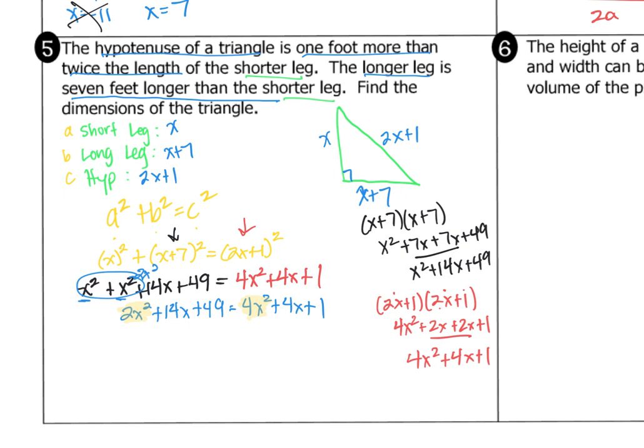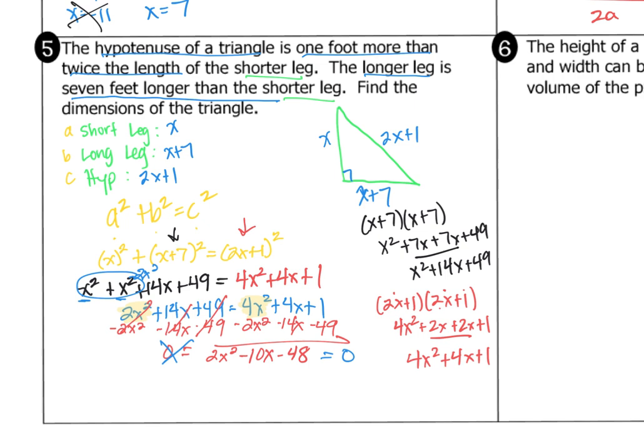What do we get? See, this is why I did this. This whole side canceled out to 0. As long as one of your sides is 0, you're just great. 4x squared minus 2x squared is still 2x squared. 4x minus 14x is negative 10x. And 1 minus 49 is negative 48. Okay, because it's set equal to 0 again, and if this offends your sensibilities, you could just kind of say equal 0 like this. It's the same thing, no biggie.